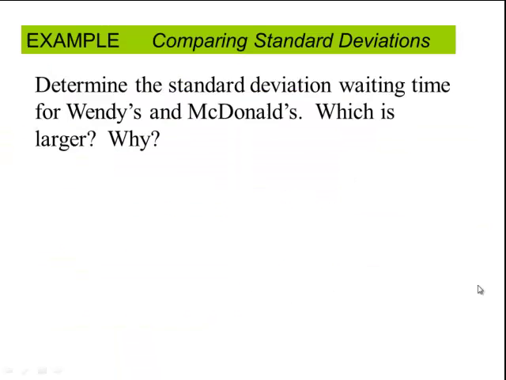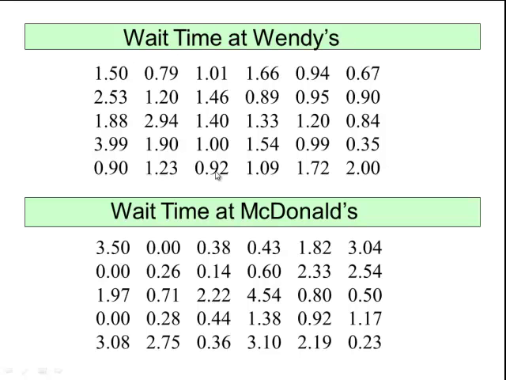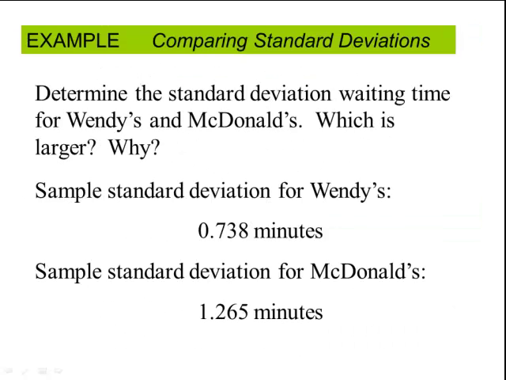Okay, let's go back to our McDonald's and Wendy's example, which is larger in variation. If we were to take this data set here from this sample and the one in this sample and compute the standard deviations of both, you would see that the standard deviation for Wendy's is 0.738 minutes and the standard deviation for McDonald's is 1.265. So there's more variation in the McDonald's waiting time than Wendy's.